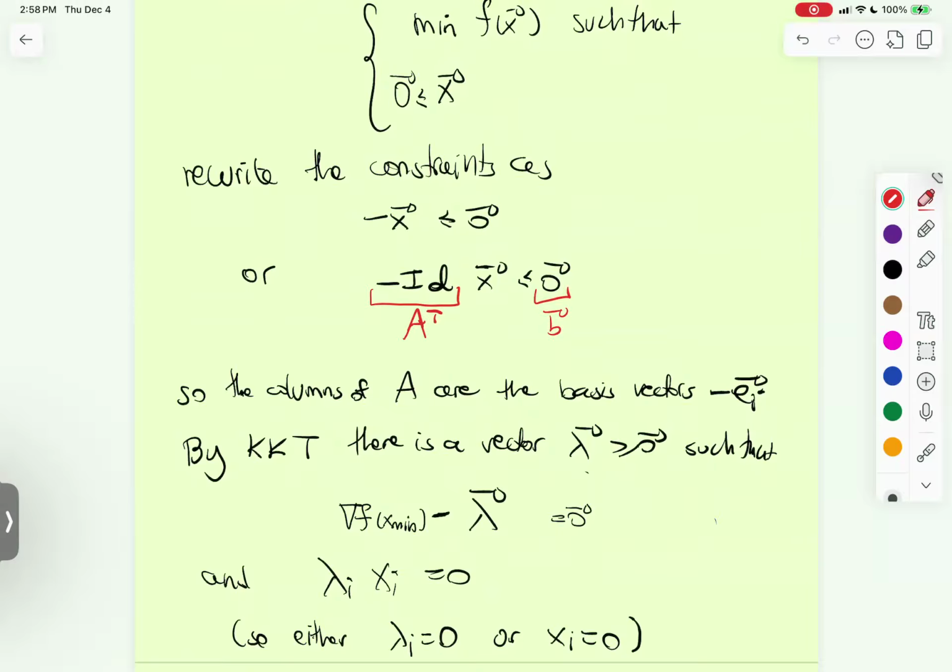And again, this is just a special case of what the KKT conditions said before. So if these two have to multiply to zero, it just means that one of the Lagrange multipliers here is zero, or the corresponding variable to that inequality. So one at a time, it must be either lambda i is zero or xi is zero.